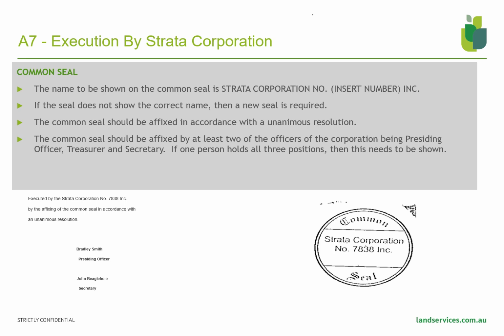When preparing a seal, ensure that the wording is identical and correct in that Strata Corporation number 7838 Incorporated is shown in full. If the word number, abbreviated to NO., is missing, then a new seal will need to be prepared.